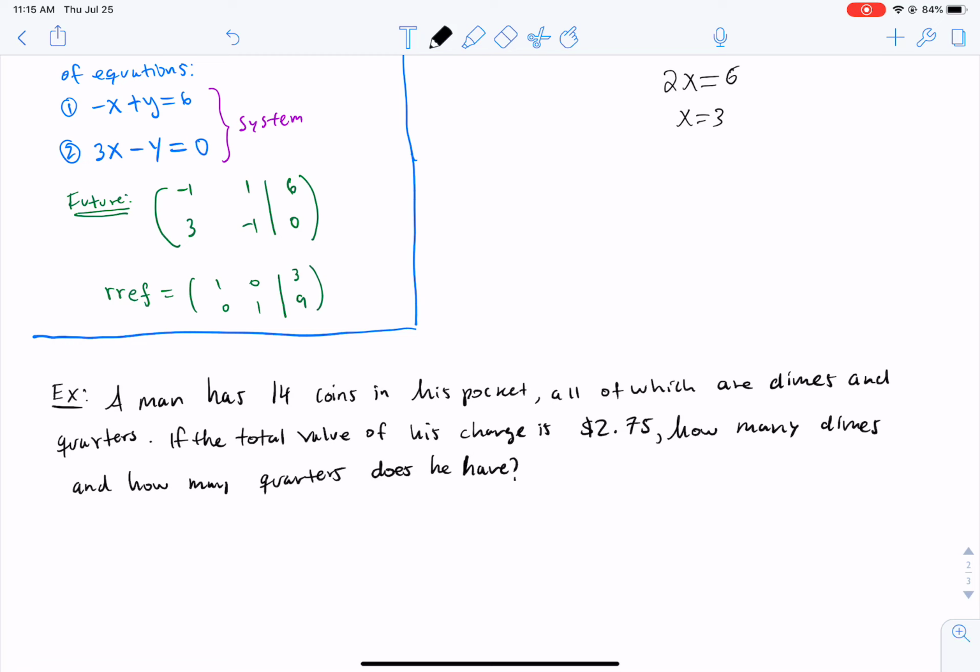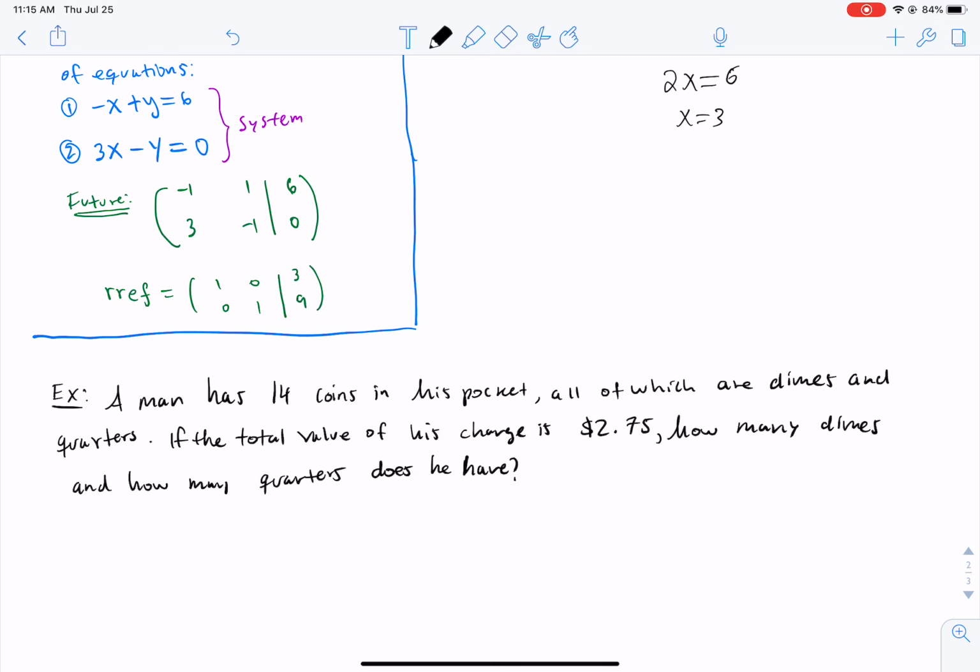A man has 14 coins in his pocket, and these coins consist of dimes and quarters. The total value in his pocket is $2.75. How many dimes and how many quarters does he have? So you can do this by trial and error. Try to see what combination will be the right one. There's only one possible combination.